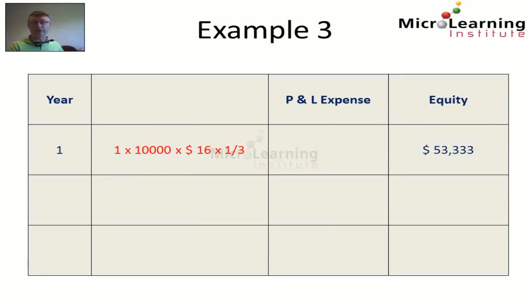We have one executive entitled to 10,000 options. The fair value at grant date is deemed to be $16, and the vesting period is 3 years. So we time apportion the equity over the vesting period by multiplying by 1/3. And of course we take a corresponding expense to the P&L.